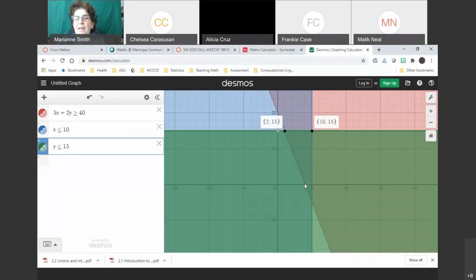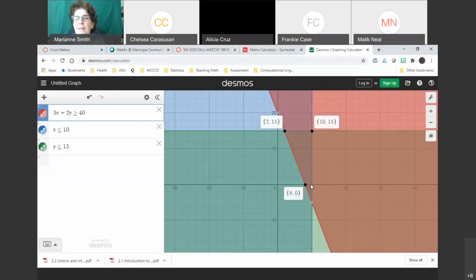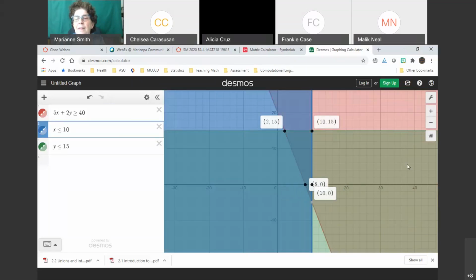If they're black, they'll stay clicked. So my corner points are going to be 2, 15, 10, 15, 8, 0, and 10, 0. Everybody good with the graph?